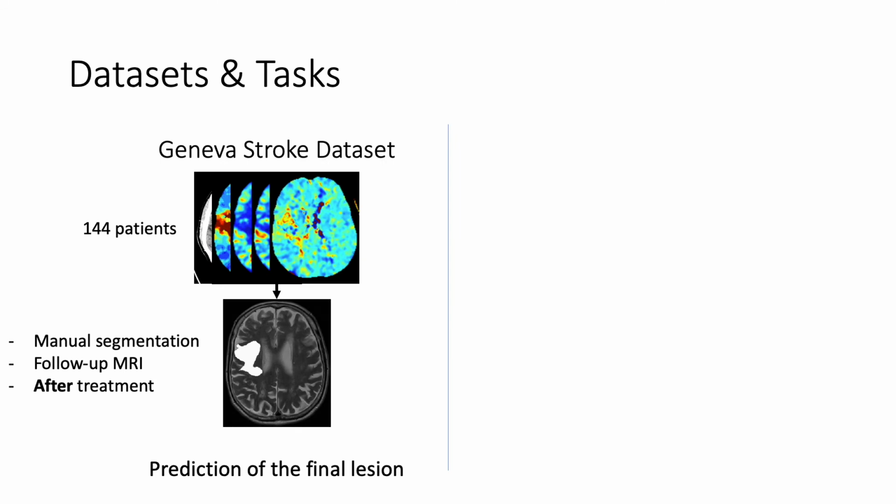Now that we've defined a model taking both perfusion CT and a prior segmentation based on a threshold approach as input, we evaluated it on two distinct datasets. First, we evaluated its performance on the Geneva stroke dataset on the task of prediction of the final lesion. This dataset has 144 patients with acute CT perfusion imaging, and on a follow-up MRI, the manual segmentation of the final lesion after treatment.